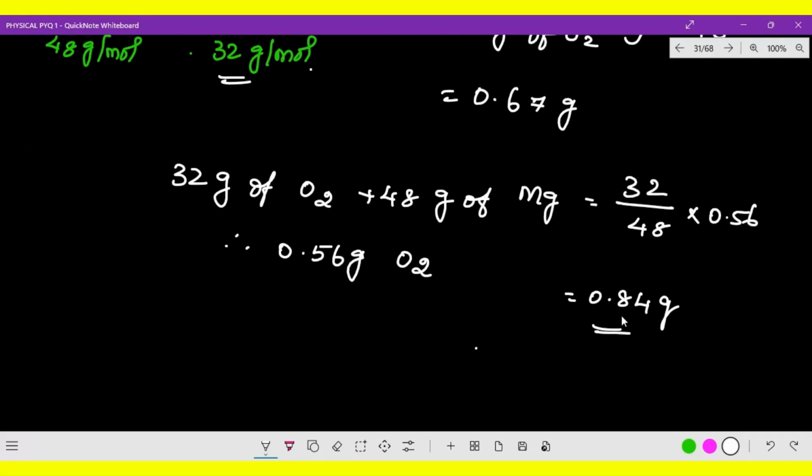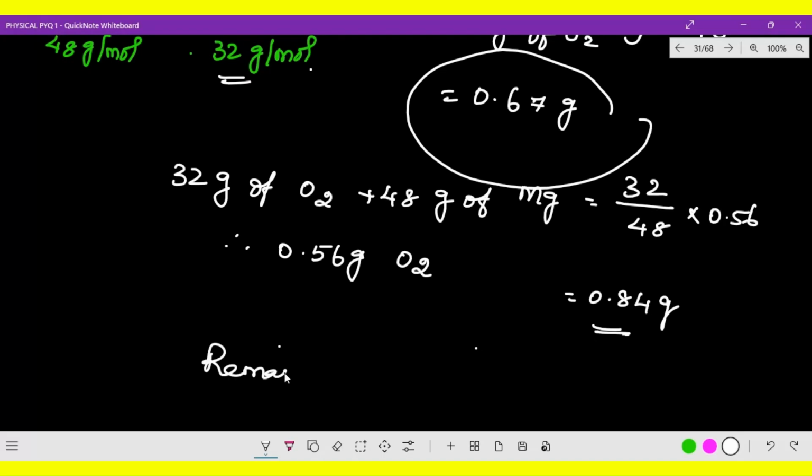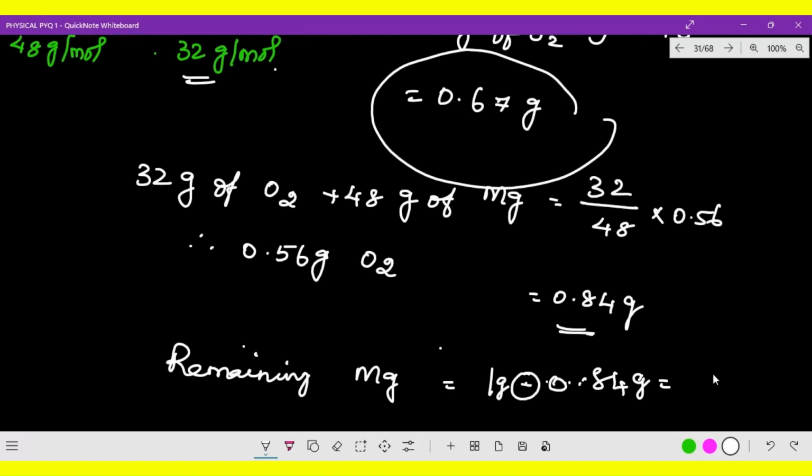So this answer is what it is: this point is oxygen and this point is magnesium. So the remaining magnesium we have to check. How much magnesium remains? It is initially 1 gram minus 0.84 that is used. So this is gram, here also gram, here minus. That means how much is left? 0.16 gram. That is the remaining magnesium.